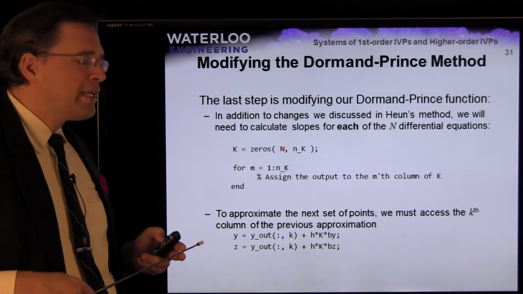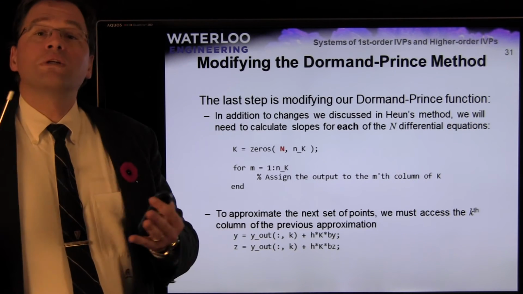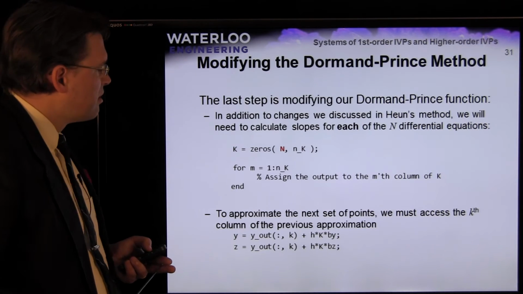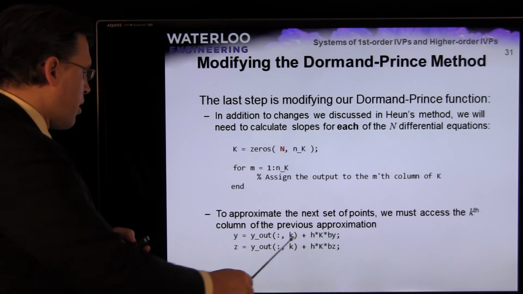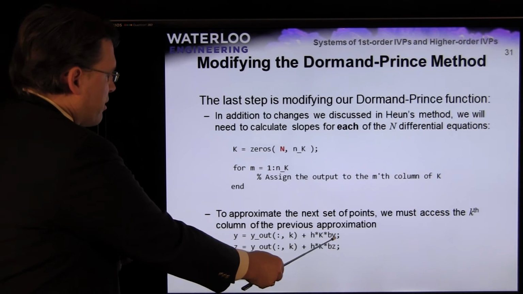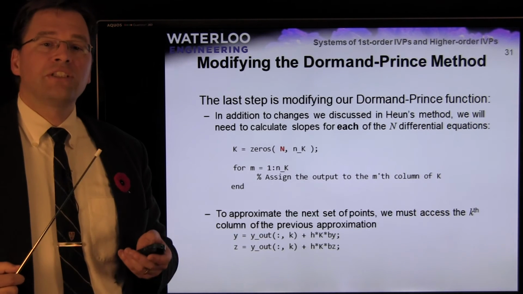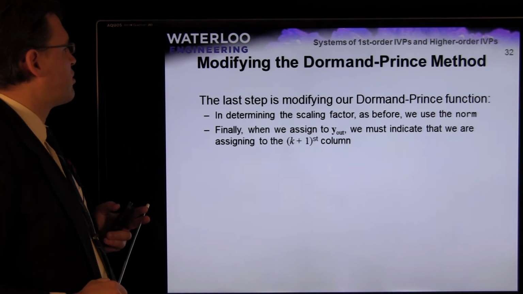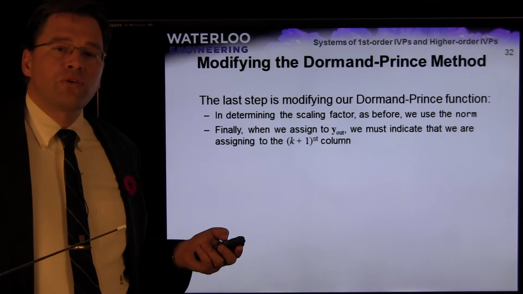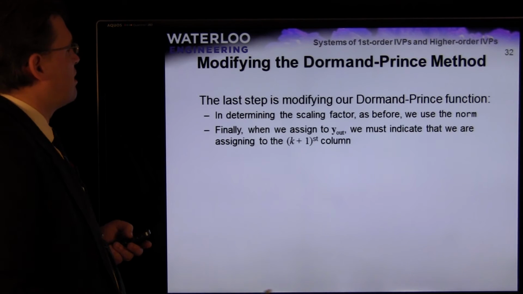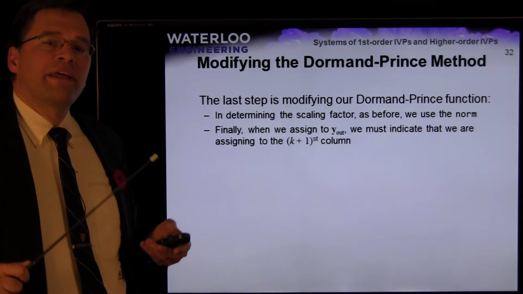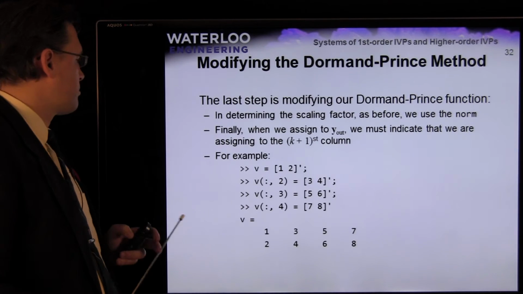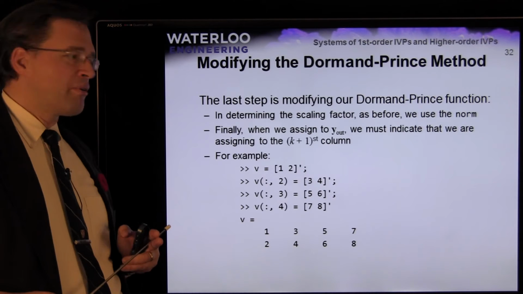After that, we can do the exact same thing. Once again, we don't have to do anything else to modify this, because now we are going to approximate those slopes, times them by our coefficients, multiply them by h, and we're done. So we've determined the scaling factor as before, we've used the norm, and now we're assigning to the output vector, but again we must assign to the kth plus first column of the output. And again, this works just as before.